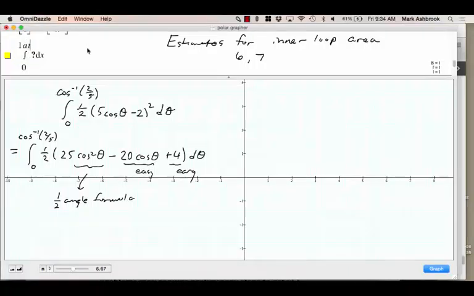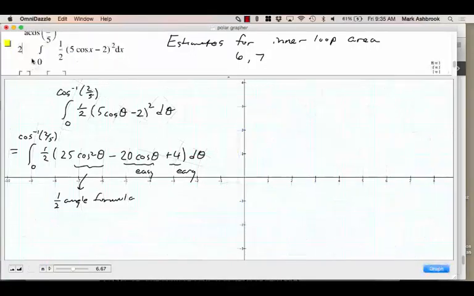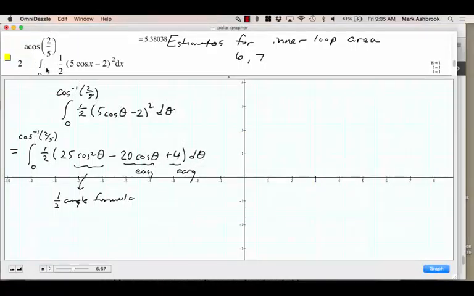So we want 0 to arc cosine of 2/5 of 1/2 of 5 cosine, I'll just use x, it's fine, minus 2 squared. Why aren't I getting a number? Oh, there it is. Okay. And why is it only 2.69? What am I setting up there? Only the top half, right? So this is just from 0 to the first quadrant. So we're going to take the whole thing times 2. Two times the integral from 0 to arc cosine 2/5 of that thing, 5.38.